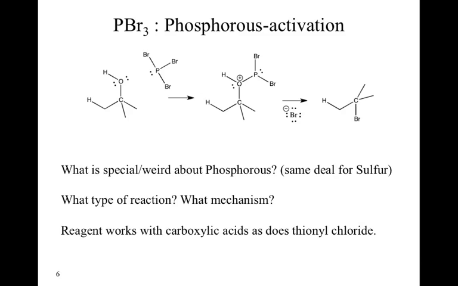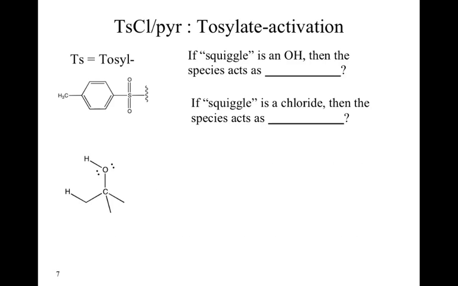And just like with our thionyl chloride, the phosphorus tribromide and the phosphorus trichloride will work with carboxylic acids. So it will substitute the OH of a carboxylic acid with a halide. Kind of a neat chemistry. This last one isn't directly mentioned in the textbook, at least within this section, but it's kind of relevant because it's still looking at making good leaving groups.